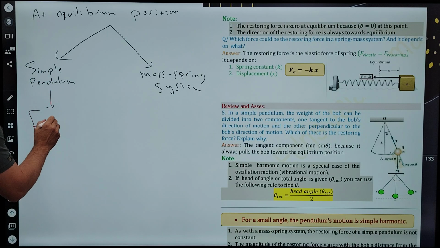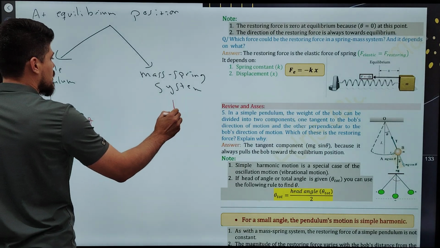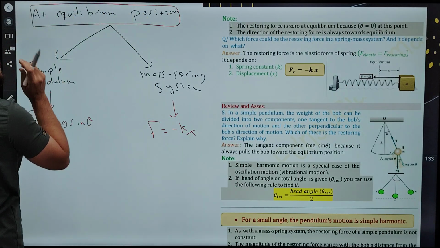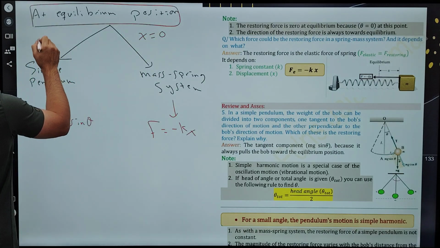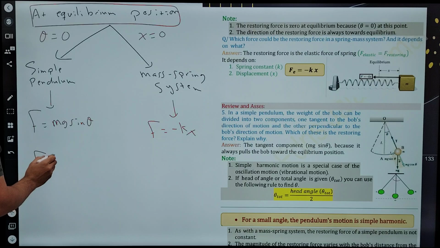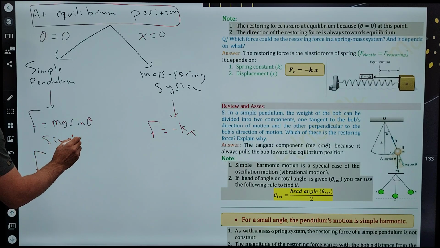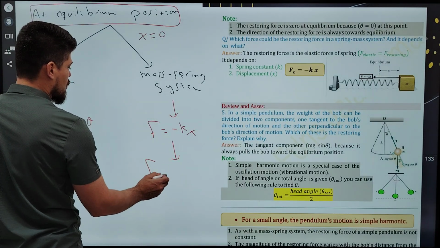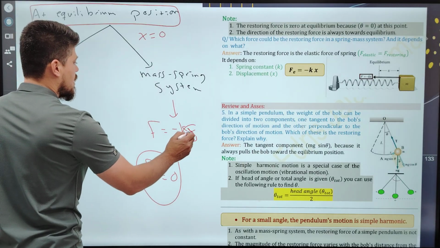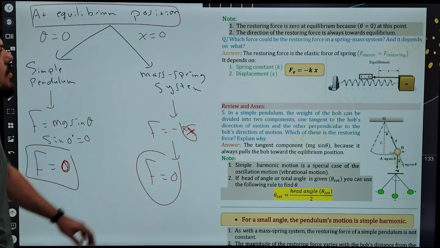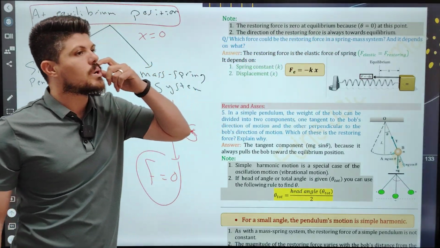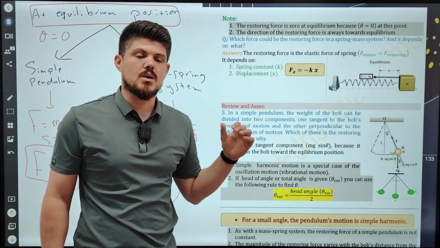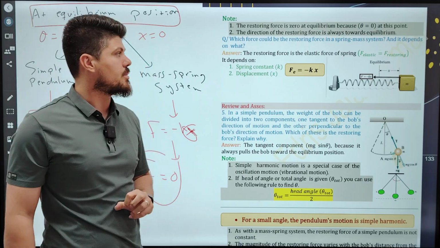Restoring force in a simple pendulum is equal to mg sine theta, but the restoring force in a mass spring system is equal to negative kx. At equilibrium position, x is zero and theta is zero. When theta is zero, sine zero is zero, so that is why restoring force becomes zero. For the mass spring system, also restoring force becomes zero because x is zero. The direction of the restoring force in both the mass spring system and the simple pendulum is always toward the equilibrium.